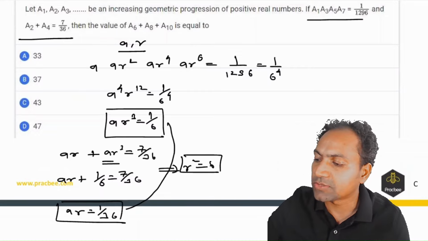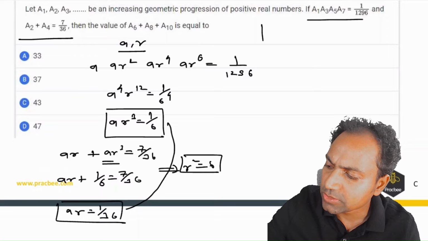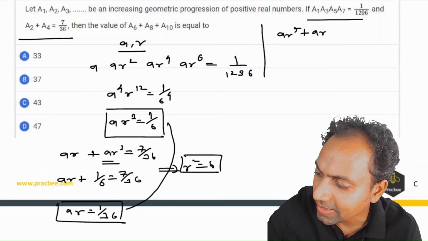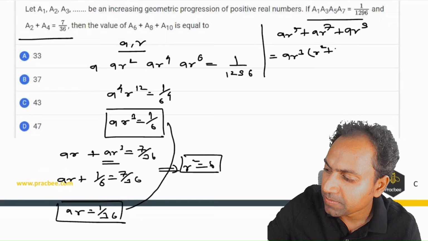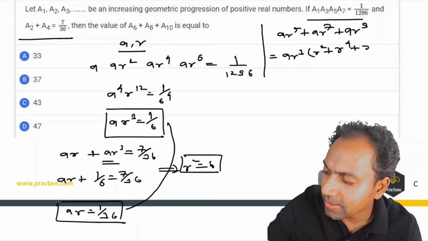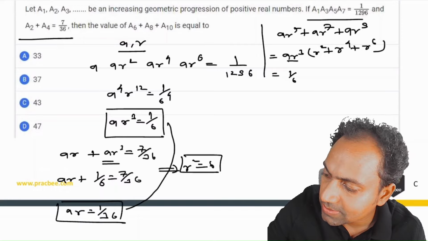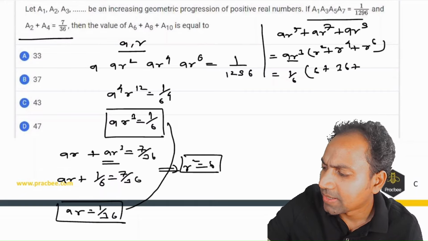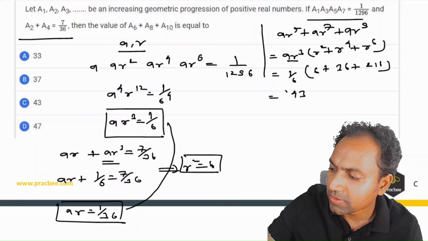Now let us see what they have asked from us. What they have asked is to find the value of this expression, that is A6, that is AR raised to the power 5, A8, AR raised to the power 7 plus AR raised to the power 9. Okay, so if I take AR cube common, it becomes R square, R raised to the power 4 and R raised to the power 6. Now the AR cube value we already know. AR cube is nothing but 1 by 6. R square is 6, so this becomes 6, this becomes 36 and this becomes 6 cube, so 216. If I simplify this, this comes out to be 43.